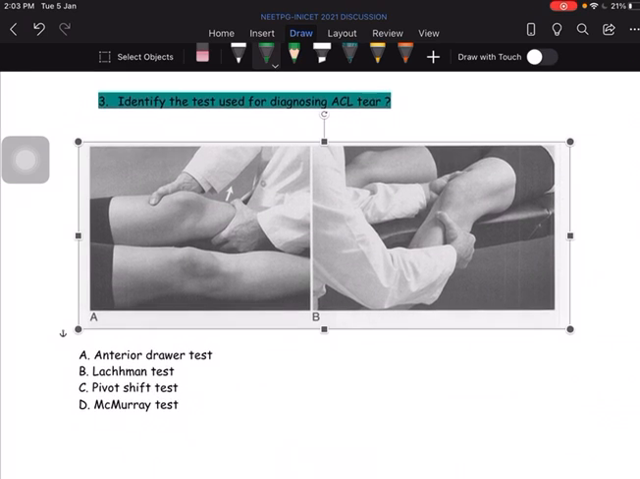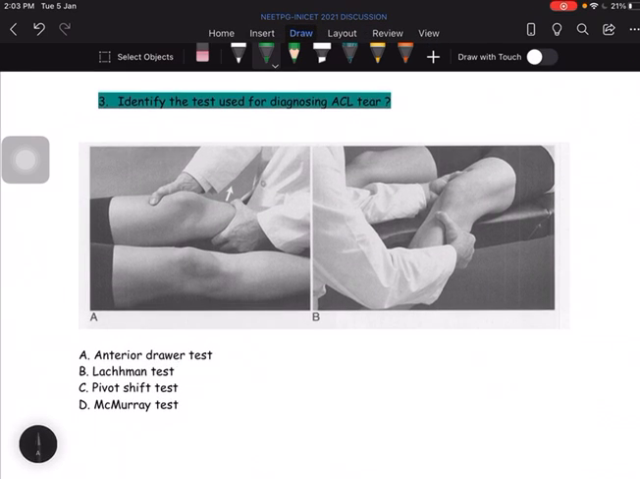identify the test for diagnosing ACL tear. So we have different tests to diagnose ACL tear. Let's discuss the options. In the image you see the examiner is trying to test the laxity or the instability of the knee joint, and you see that the knee joint is at a flexion of around 15 to 30 degrees. So this test, what you see, is Lachman's test.